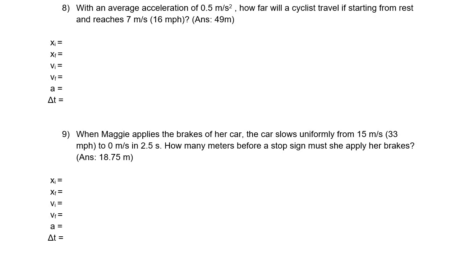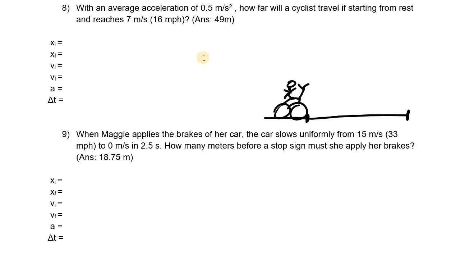With an average acceleration of 0.5 meters per second squared, how far does the cyclist travel if starting from rest and reaches 7 meters per second, which is 16 miles an hour? Okay, so let's read this again. With an average acceleration of this, how far does a cyclist travel if starting from rest? Okay, so we have our cyclist, starting from rest, and he's going to reach this certain velocity here. All right, I think that we have enough here.